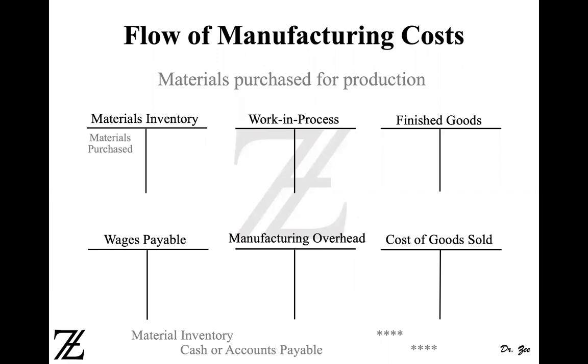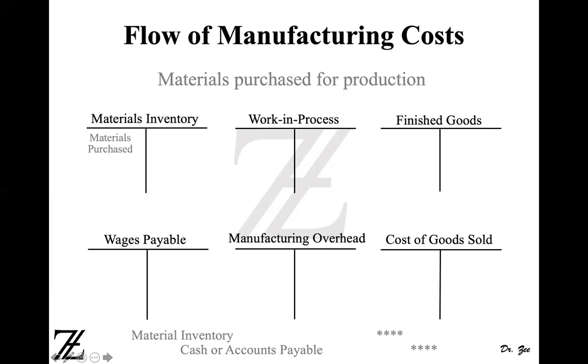So if you see on my slide here, when you purchase materials, you debit materials inventory. Materials inventory is an asset account, and whenever the asset increases, you debit. Whenever the asset decreases, you credit. So if you see a journal entry, in the end, it says materials inventory is debited and then cash or accounts payable credited.